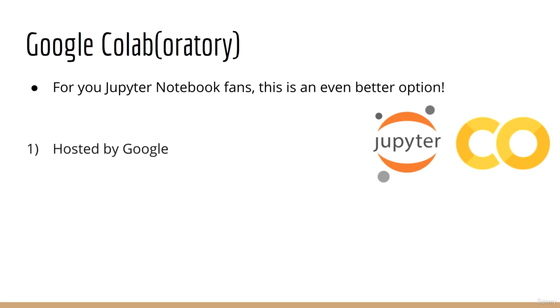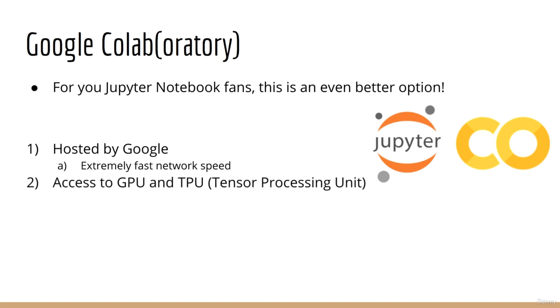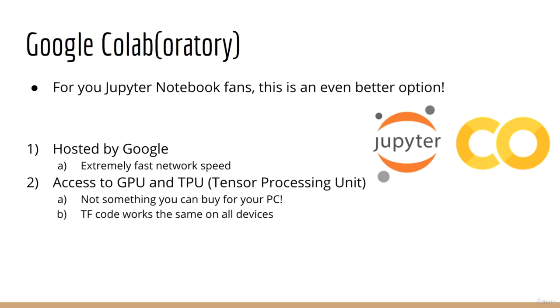First, it's hosted by Google, which means you don't have to use your own computing power. You'll notice that when you need to download data files, it happens extremely quickly because Google's network is extremely fast. Second, you get access to a GPU and even Google's new TPU, which is pretty amazing. A TPU is not something you can buy for your personal computer, so it's pretty nice to be able to make use of one. Remember that the way TensorFlow code is written, you don't have to worry about what kind of device you're using. Well, for the most part.